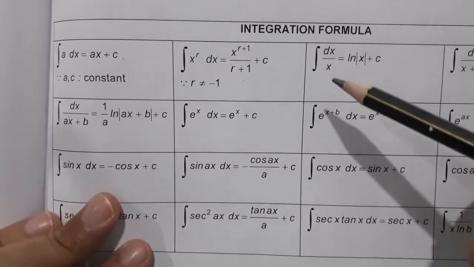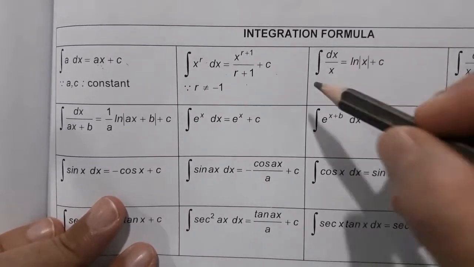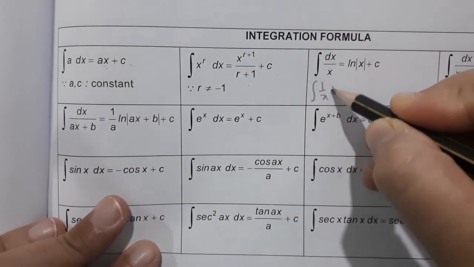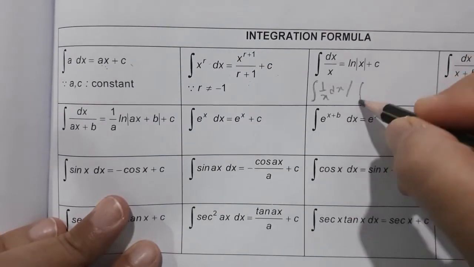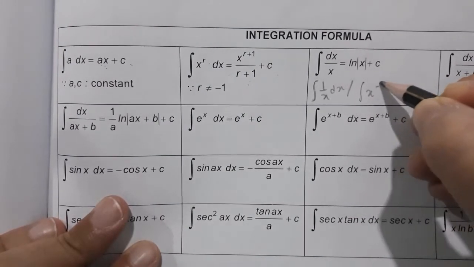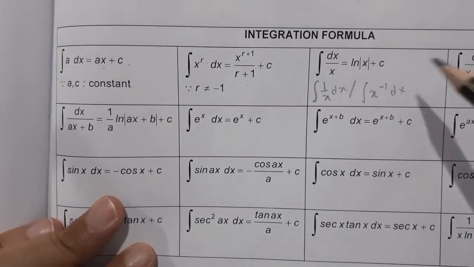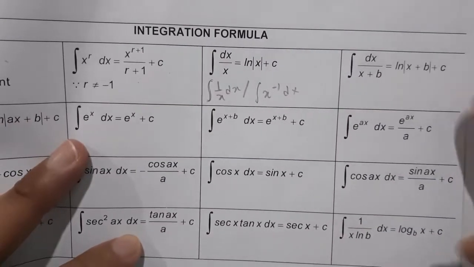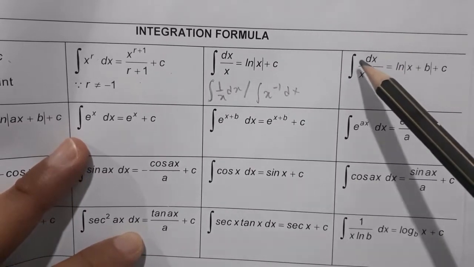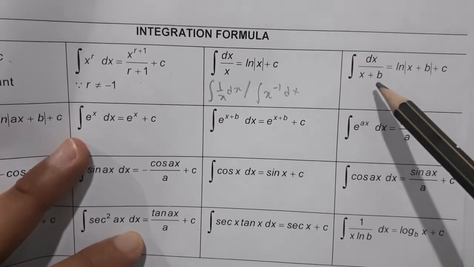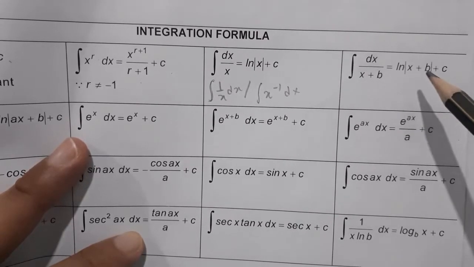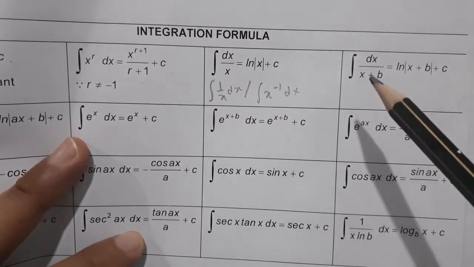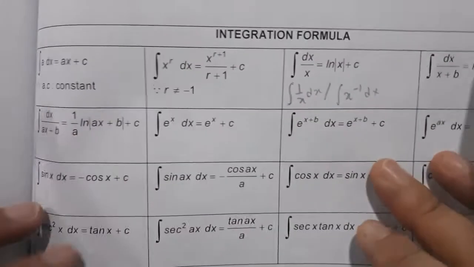Number 3, if you want to integrate 1 over x, or integrate x power negative 1, the answer is ln x plus c. If you have integration of 1 over x plus b, we get ln of x plus b, because integrating 1 over x gives ln x, so integrating 1 over x plus b is ln of x plus b.